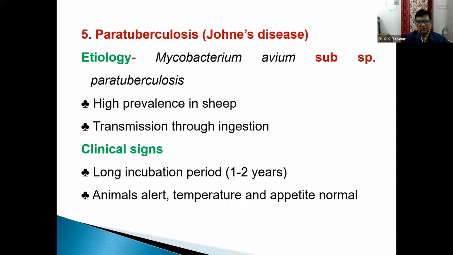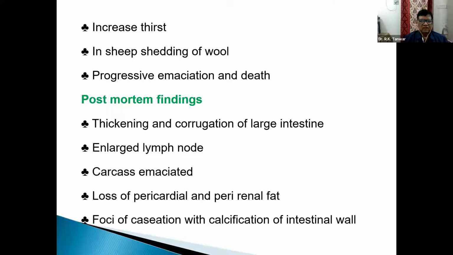Everyone knows the etiology, Mycobacterium, with high prevalence in sheep. Even this disease is present in organized farms. It is questionable why the disease is prevalent in organized farms. Transmission is through ingestion. Clinical signs: a long incubation period. The beauty of this disease is that the appetite is normal, temperature is normal, and animals are alert, but progressively the condition goes down. There is increased thirst in sheep, shedding of the wool, and ultimately emaciation and death.